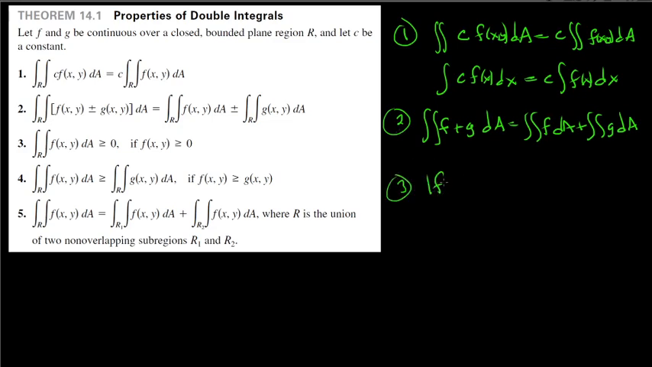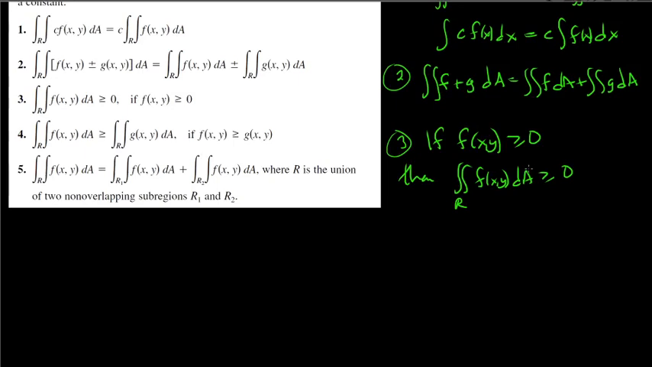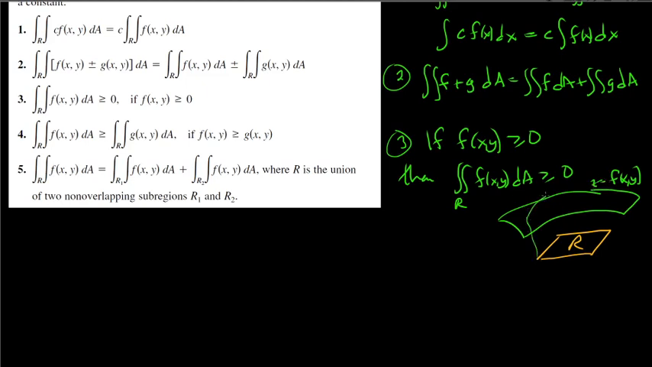The third maybe needs a little bit of explaining. If the function f of x, y is greater than or equal to 0, then the double integral of that function also has to be greater than or equal to 0. Well, that just coincides with what we were talking about earlier. If you have some region, it could be a rectangular region or a square region, and you have your surface sitting above it, z equals f of x, y, then it represents the volume of the solid region below that surface, but above the region R, above the rectangle. So volume is positive. That's all this is saying.